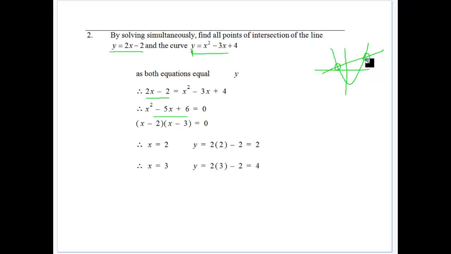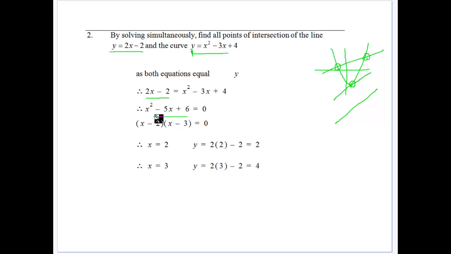We get two solutions. You may get a situation sometimes where it only touches it in one place, so you may only get one solution. That would happen if you only got one value of x, because it's only just touching it. It's what we call a tangent. Or you may get a line that is all the way down here, doesn't touch it, which means it doesn't have any points of intersection.